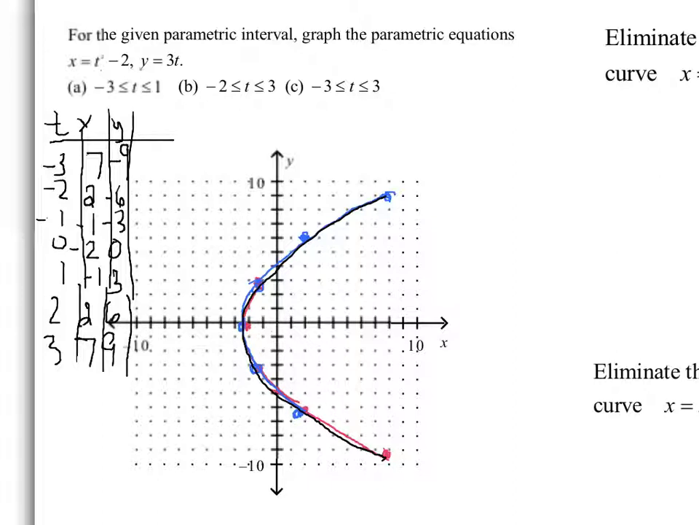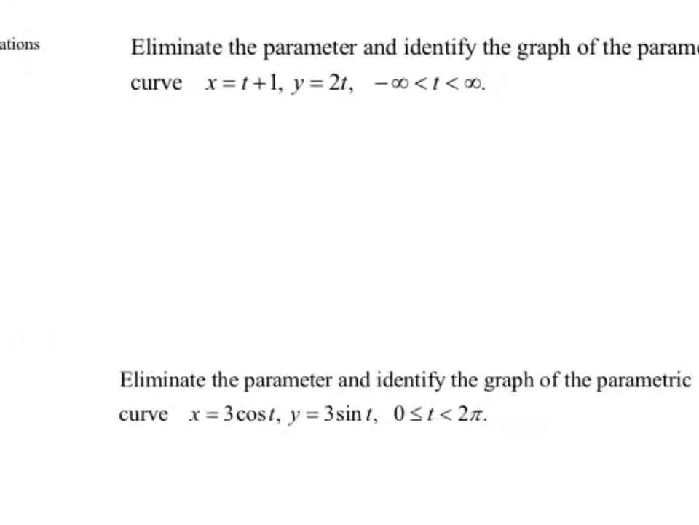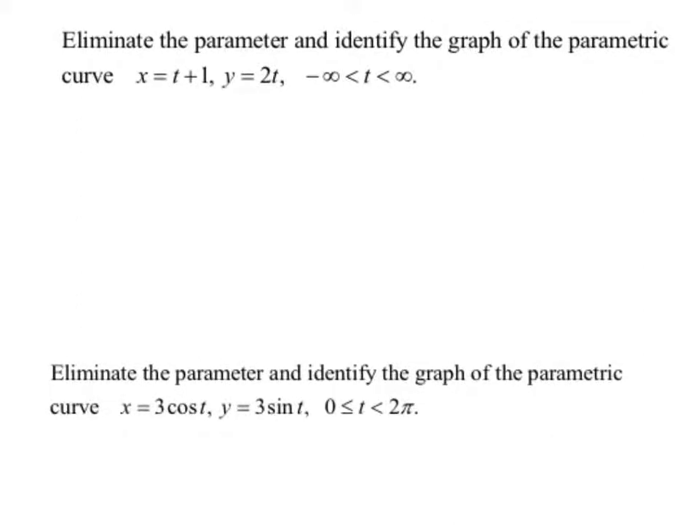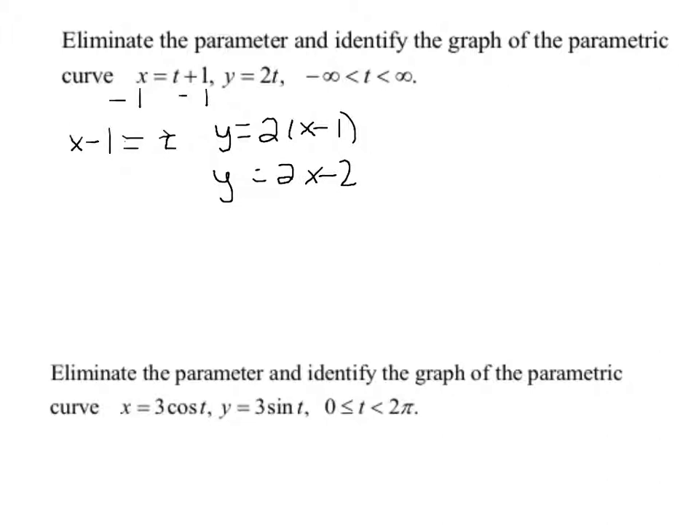Alright, so let's look at the next problem here. It says, eliminate the parameter and identify the graph of the parametric. Okay, so I got to get rid of the t. So I got to solve one of these for t. Well, this one looks pretty easy. Subtract the 1. So I get x minus 1 equals t. Substitute this in right here. So y equals 2x minus 2. So it says identify, so this is a linear equation.